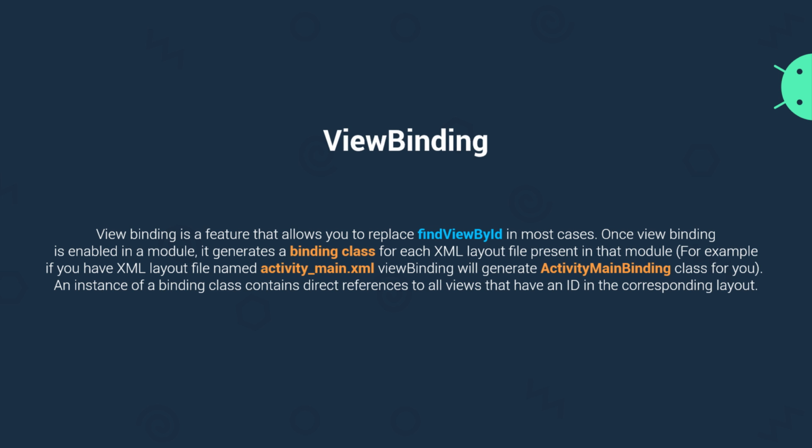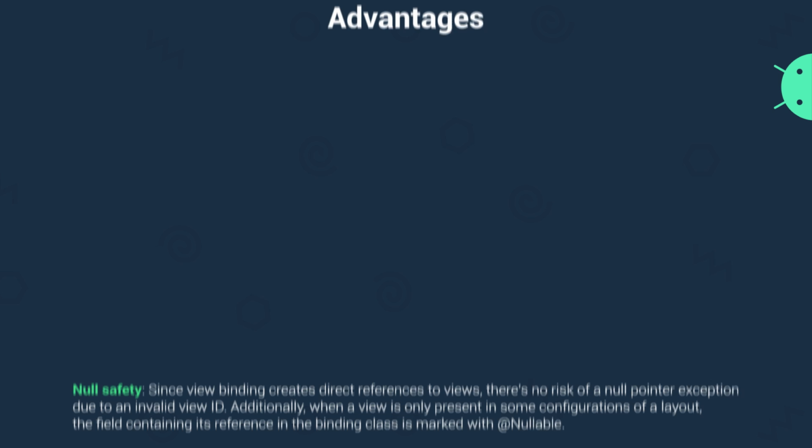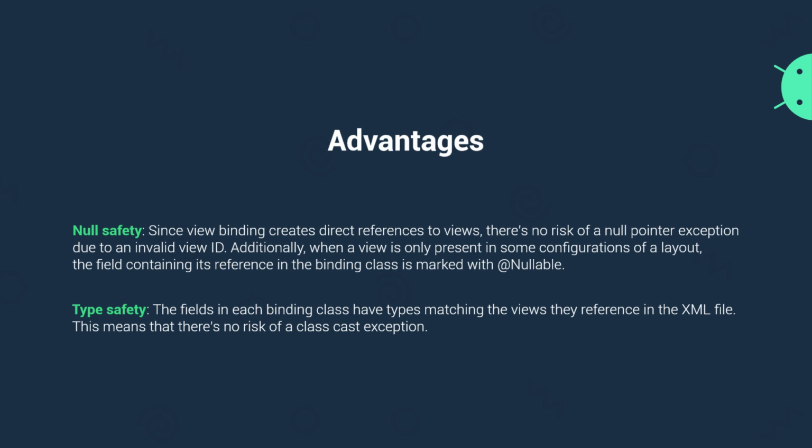So if you have more activities, then ViewBinding will create a new class for each of those activity layout files, and the instance of this binding class will contain direct references to all views that have an ID in the corresponding layout. So what are the main advantages of using ViewBinding? Well, there are two of them: null safety and type safety. Null safety means that there is no risk of a null pointer exception, and type safety means that the fields in each binding class have types matching the views they reference in an XML file.